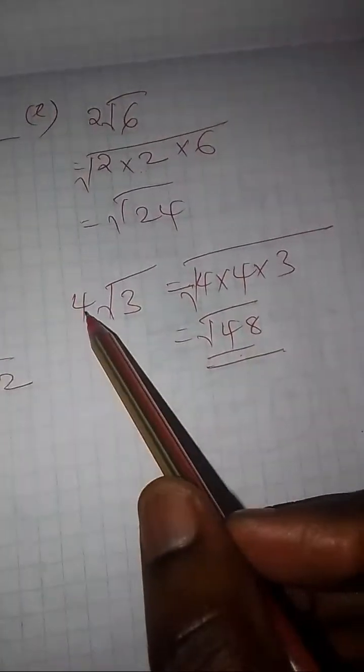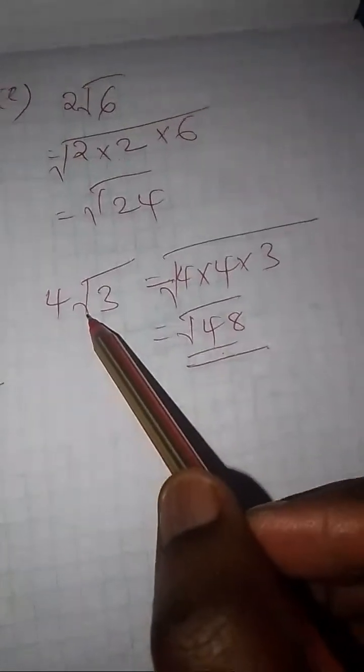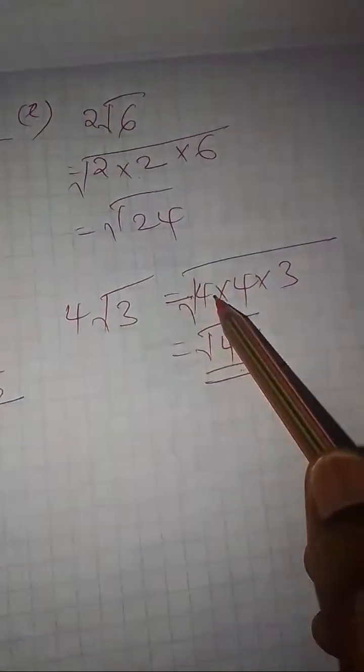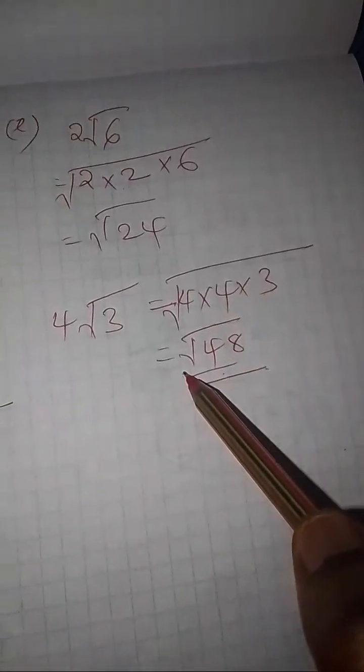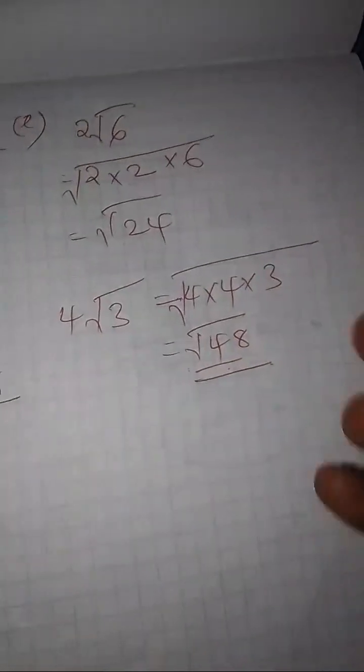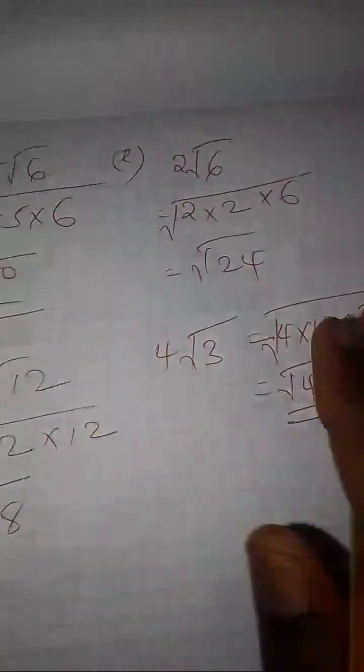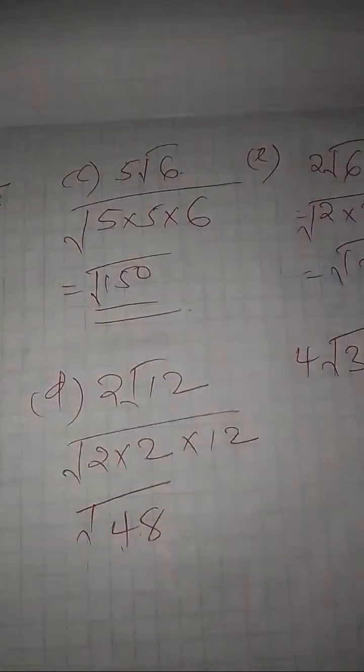The last one is 4 root 3. So 4 root 3, we say that the number outside the root we multiply by itself, that is 4 multiplied by 4 times 3. Now it becomes root 48. So that is how all these ones are radical expressions.